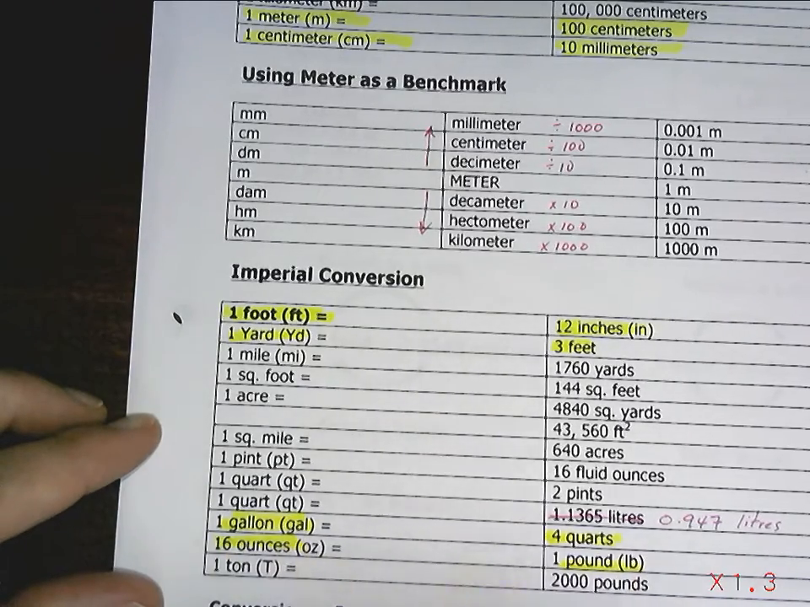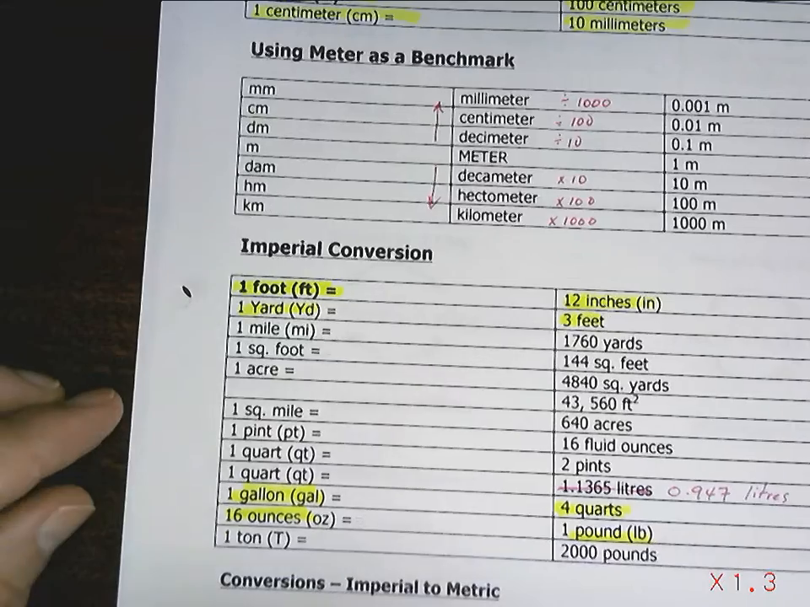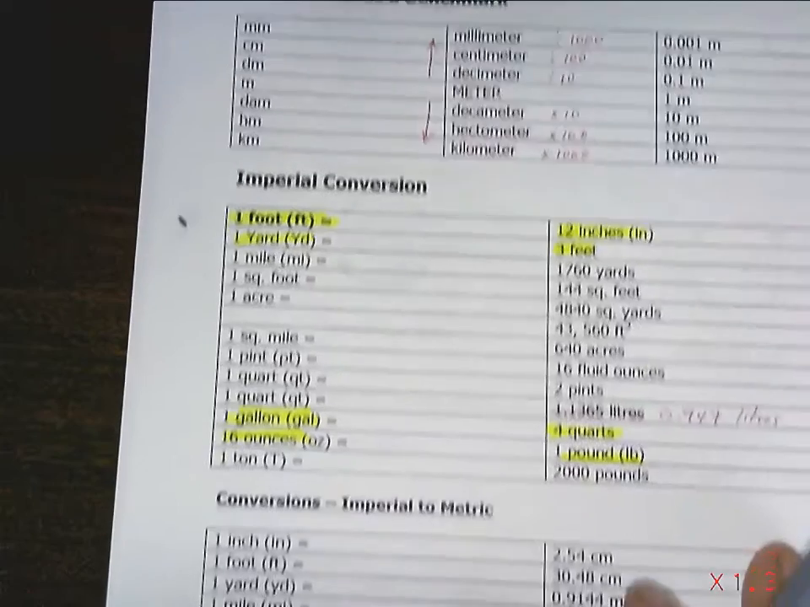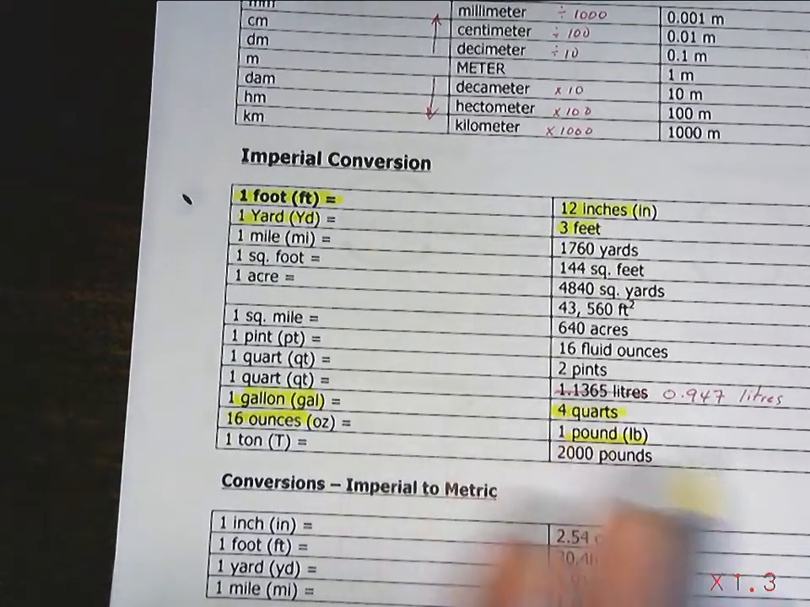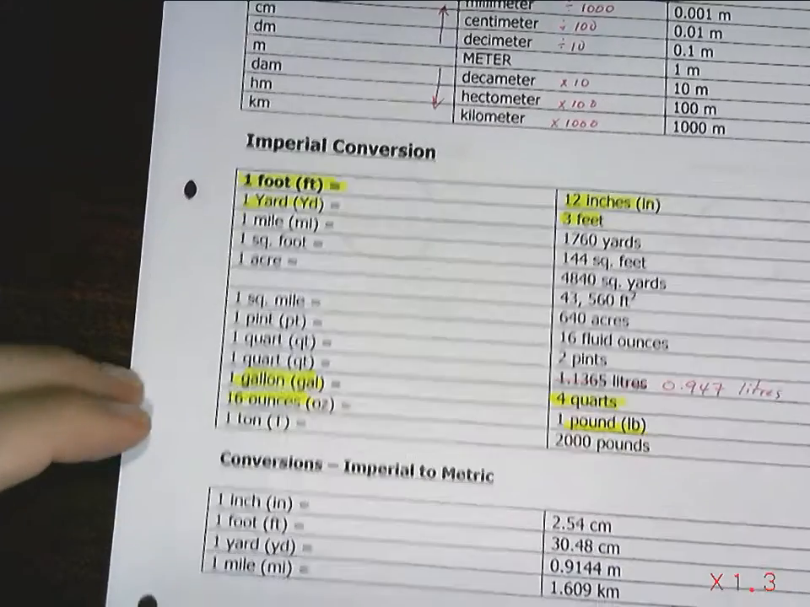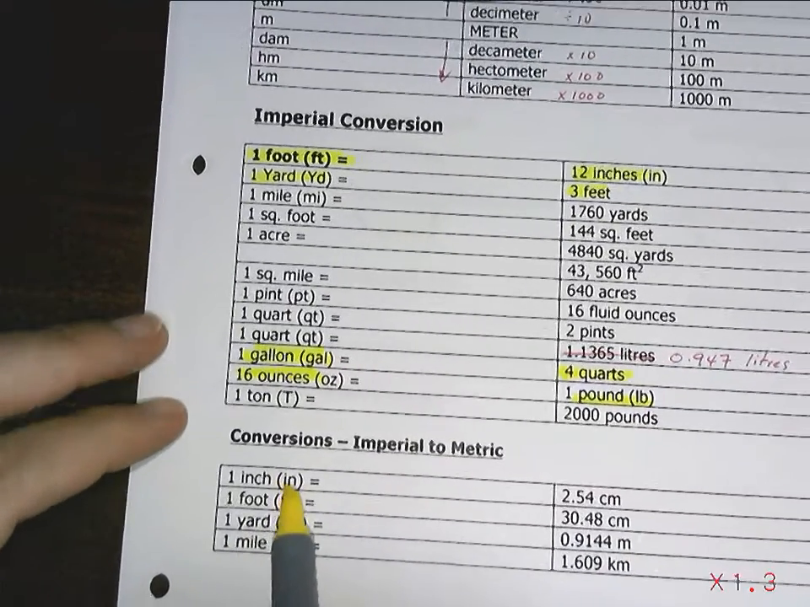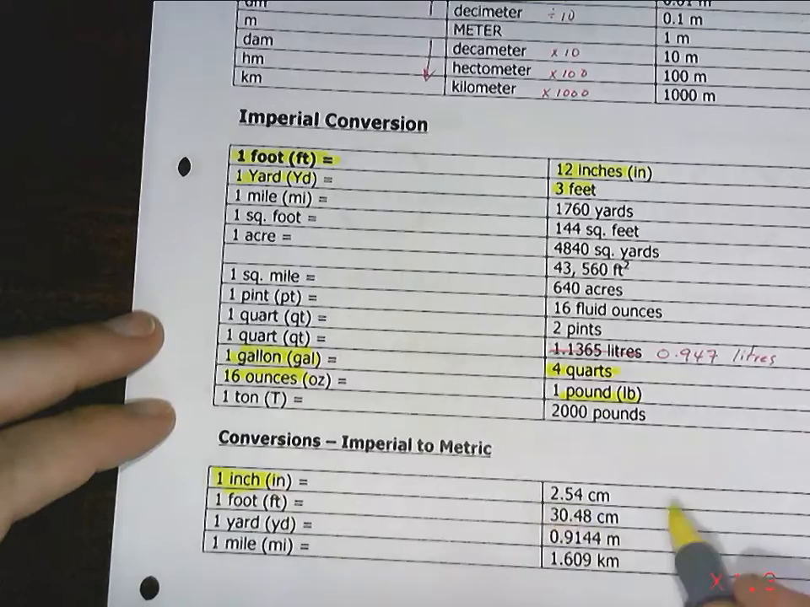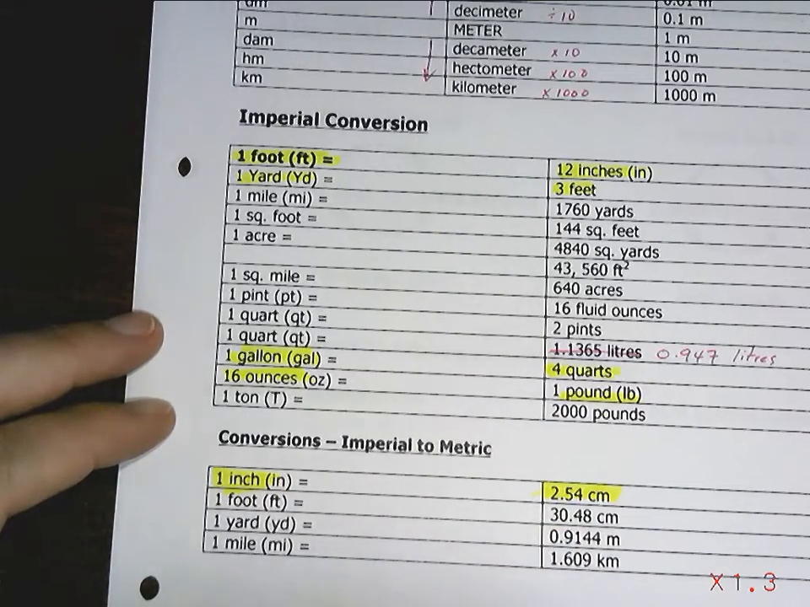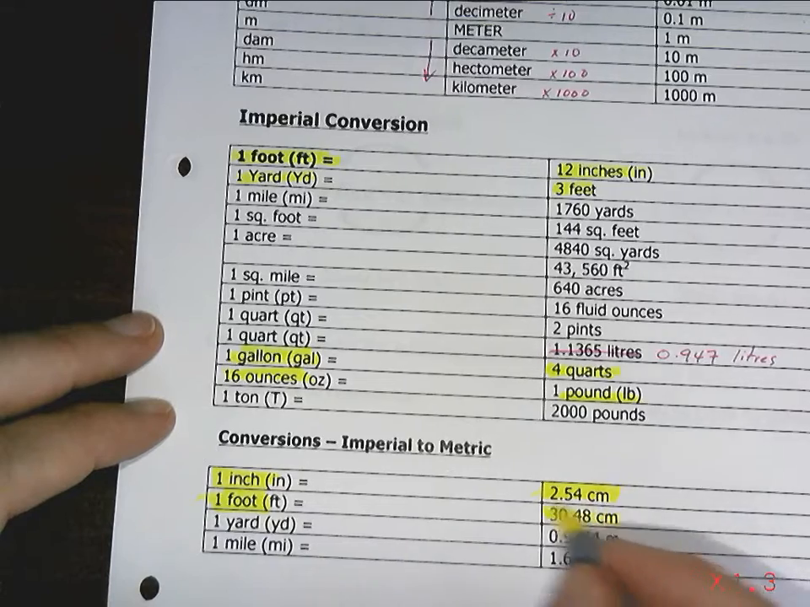This is a neat one. 2,000 pounds is a ton. It's not really what you would think. You'd think 2,000 is weird to call a ton, but that's what they do. These are definitely very important. I need you to know that an inch is 2.54 centimeters. A foot is about 30 centimeters.